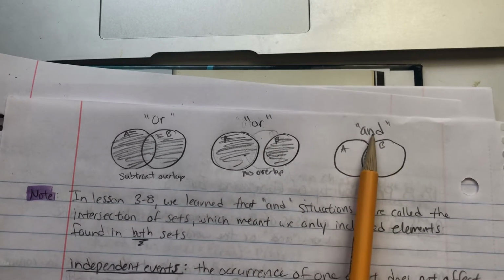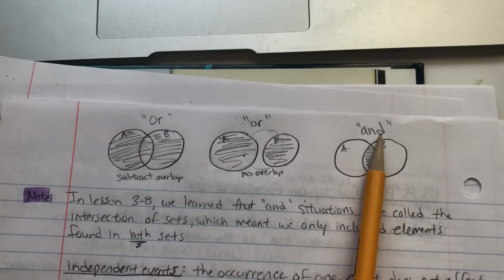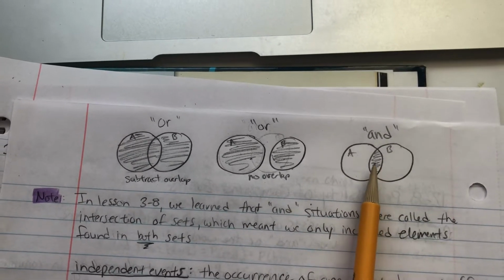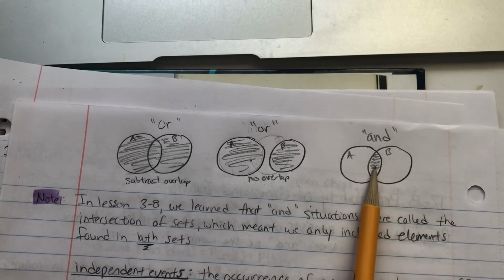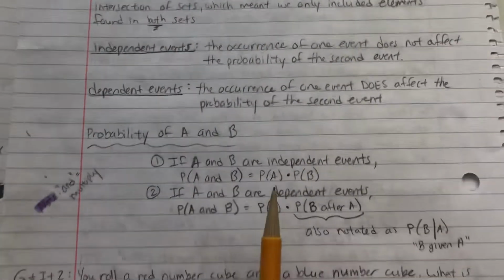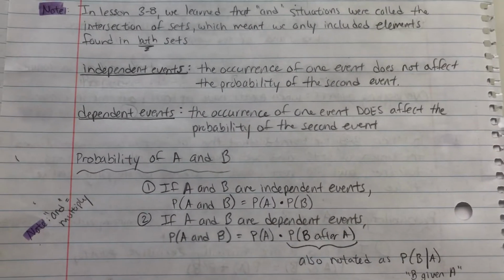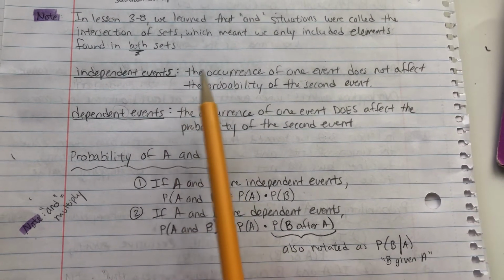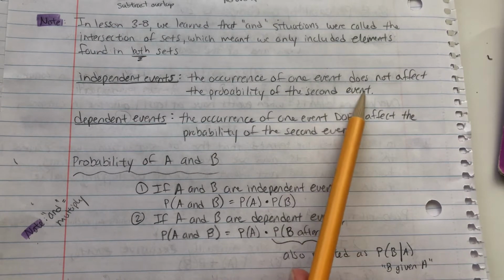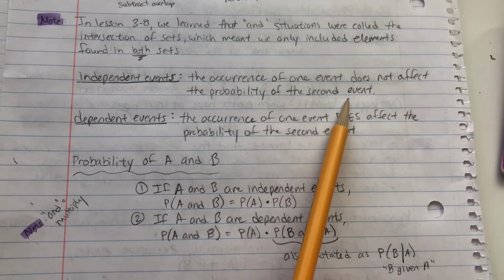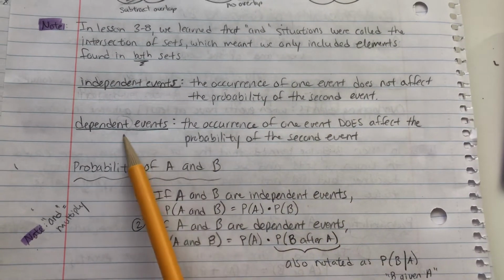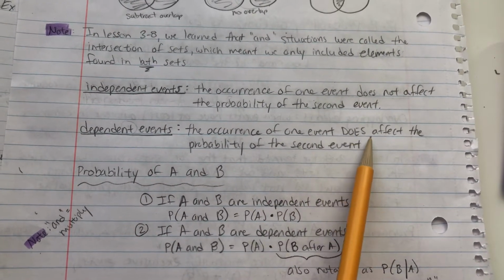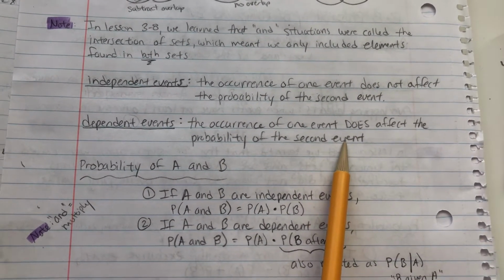For AND, we are going to be multiplying the probabilities, and that's going to end up just giving us the outcomes that they both have in common. Okay, so a couple of definitions, and then we'll look at our notation. Independent events. For independent events, the occurrence of one event does not affect the probability of the second event. If they're dependent events, the occurrence of one event does affect the probability of the second event.